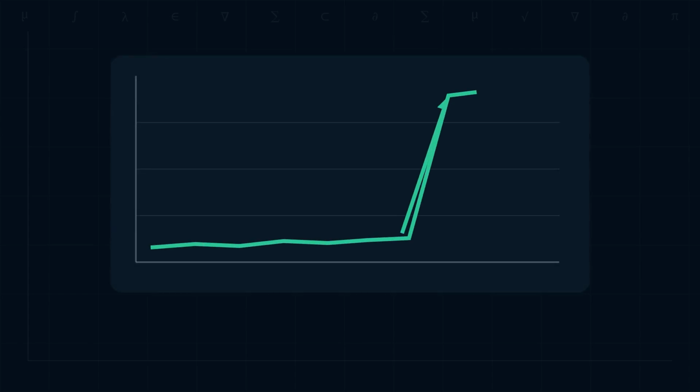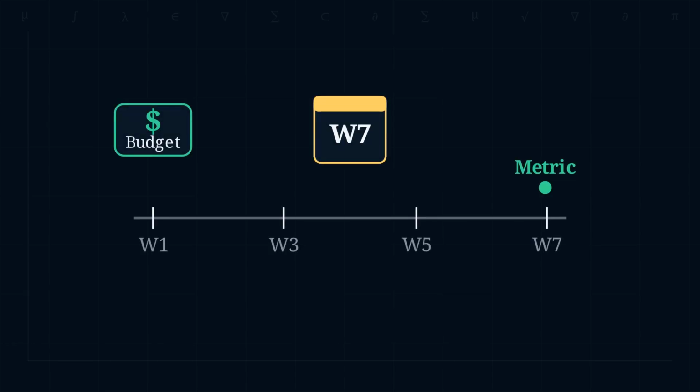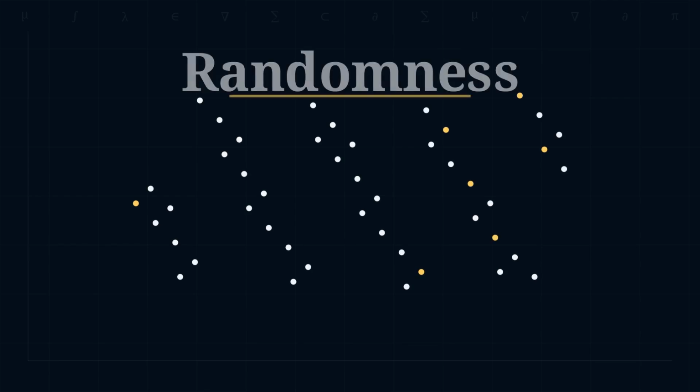Picture a dashboard spike after a campaign, the room aligns on a victory narrative, budgets get committed, and only weeks later the metric slides back while the quiet cause was ordinary randomness that no one checked.